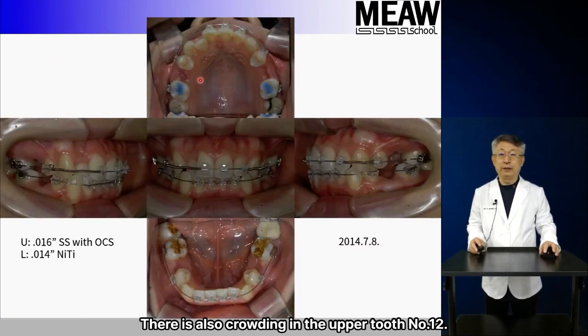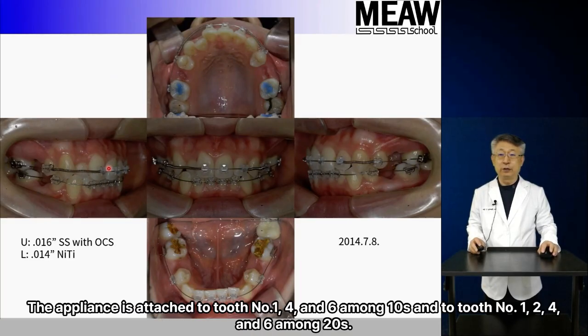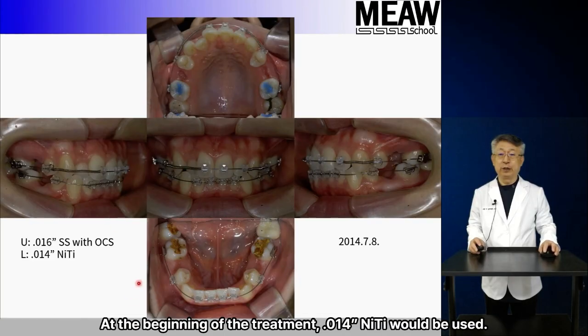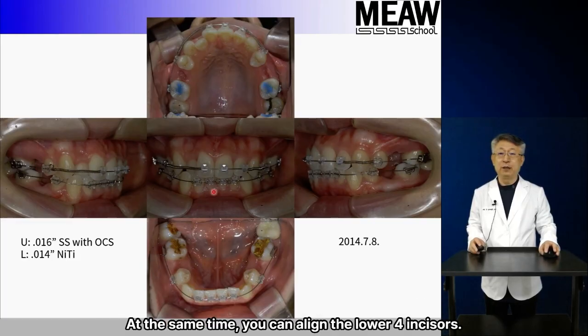There is also crowding in the upper tooth numbered 12. The appliance is attached to tooth numbered 12 later. The appliance is attached to tooth numbers 1, 4, and 6 among the 10s, and to tooth numbers 1, 2, 4, and 6 among the 20s. At the beginning of the treatment, Worstry Niti would be used. The following month, the OCS would be made on the 016 SS first, and the first upper premolar will be moved posteriorly first. At the same time, you can align the lower 4 incisors.